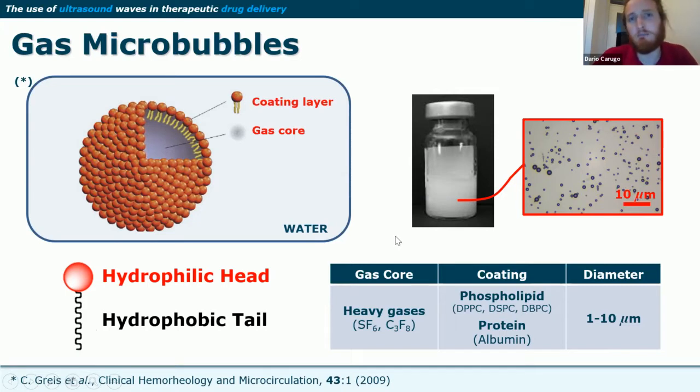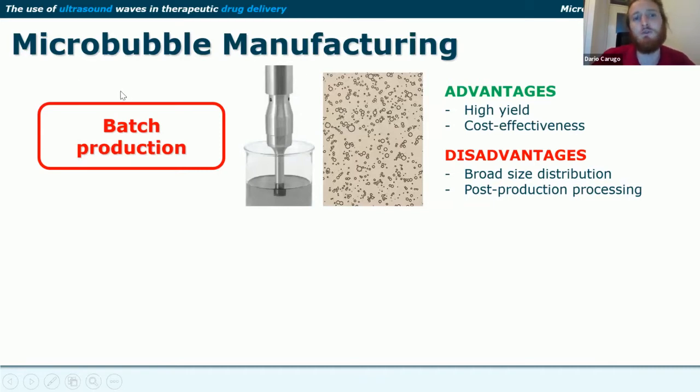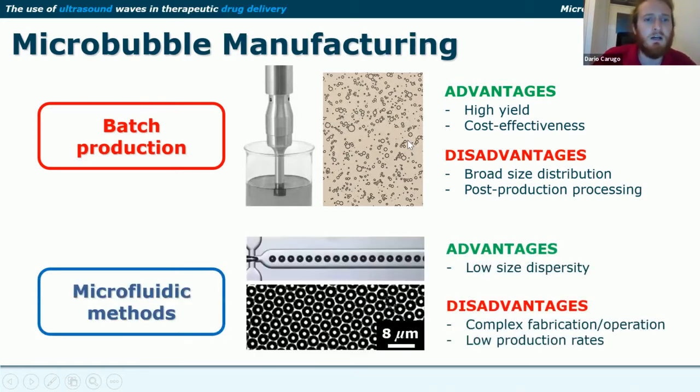So how are these microbubbles generated? They could be fabricated in different ways. A very common way is through high intensity mechanical agitation. What we do is prepare a liquid solution of the material which makes the coating of the microbubble, and then we just agitate it at very high power. This method is very cost effective and high throughput, but leads to microbubbles, as you can see, with a very broad size distribution. So it may need some post-production processing to remove, for example, the larger bubbles. Another alternative method is microfluidics.